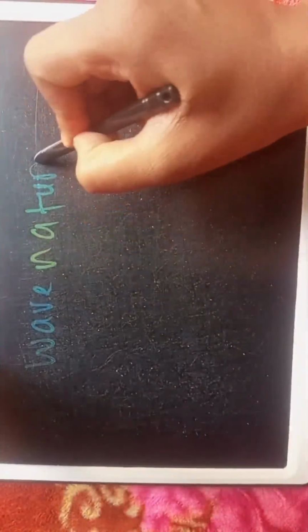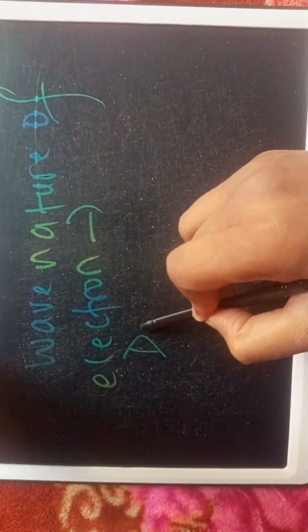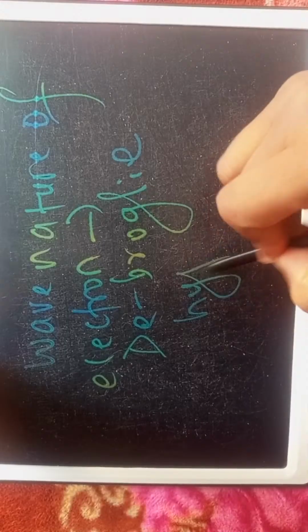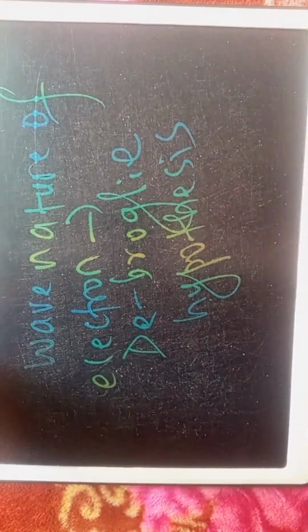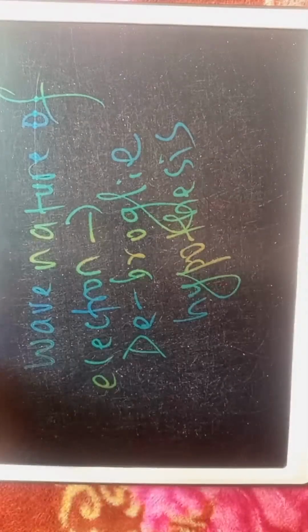Wave nature of electron. You have to understand de Broglie theory. De Broglie hypothesis. Focus on mind: when wave nature of electron comes, what should you understand? It is the de Broglie hypothesis.